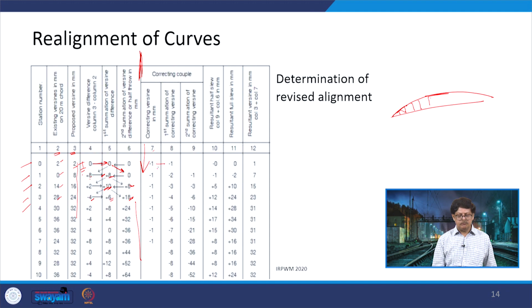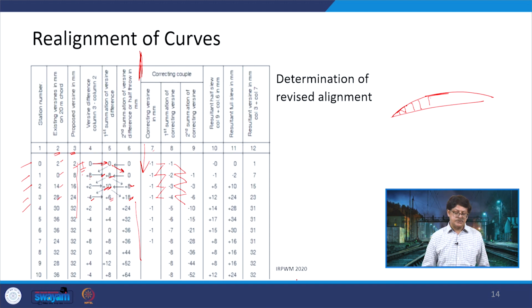So, minus 1 and minus 1 is minus 2, minus 2 and minus 1 is minus 3, minus 3 and minus 1 is minus 4. Whereas, as a second summation, this minus 1 comes here, then with minus 2, minus 3, then minus 3 and minus 3, minus 6, then minus 6 and minus 4, minus 10. So, that is the way it will keep moving.